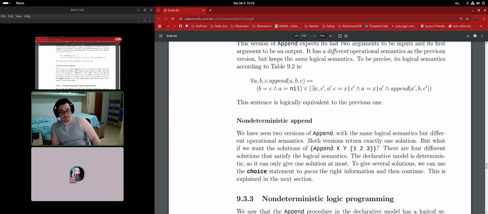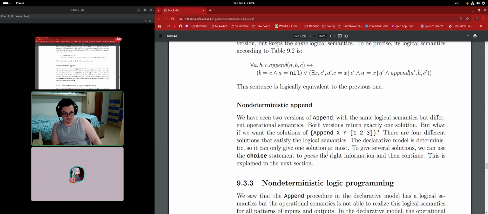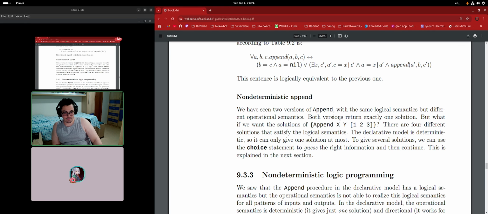Exactly. And then we have the non-deterministic append. We have two versions of append with the same logical semantics but different operational semantics. Both versions return exactly one solution. But what if you want this version? There are 4 different solutions that satisfy the logical semantics, right?